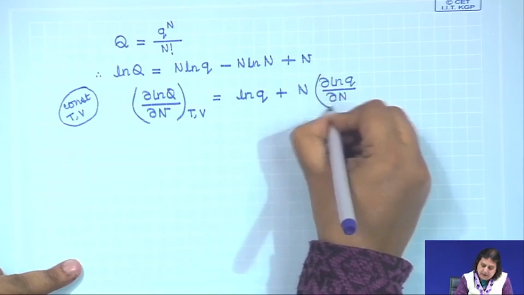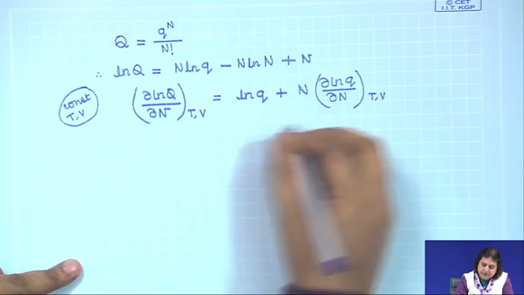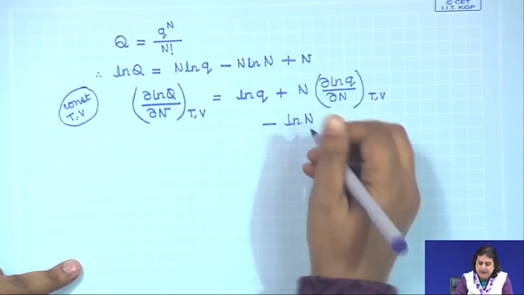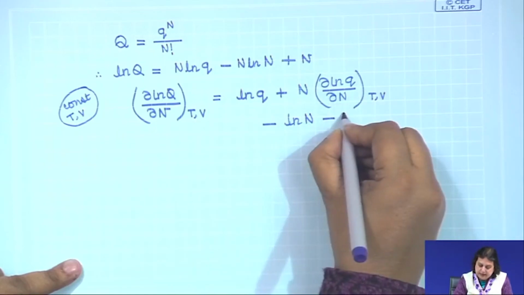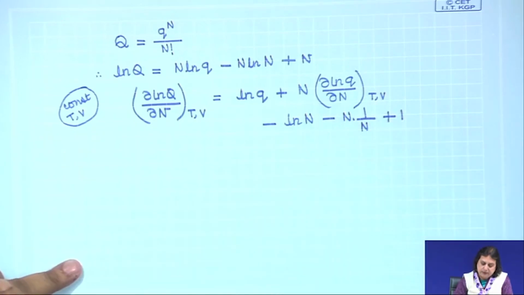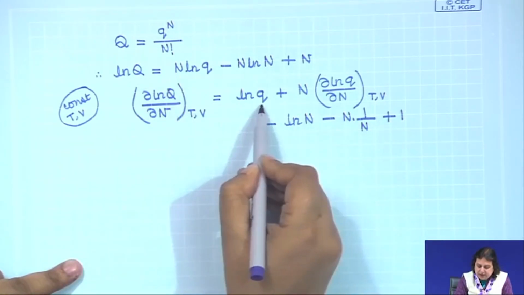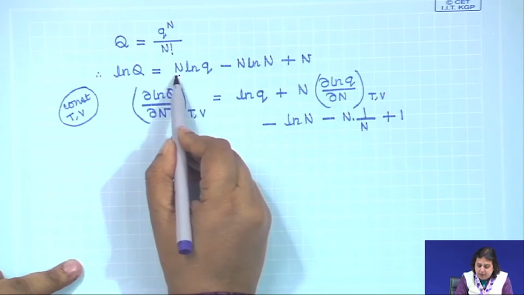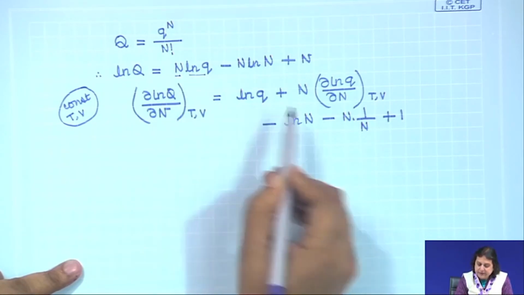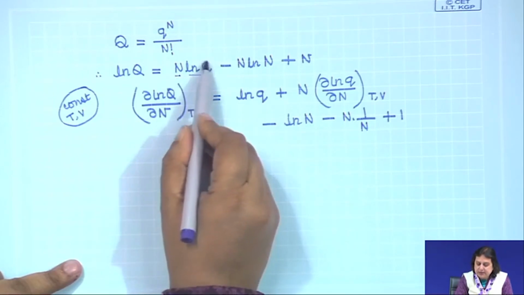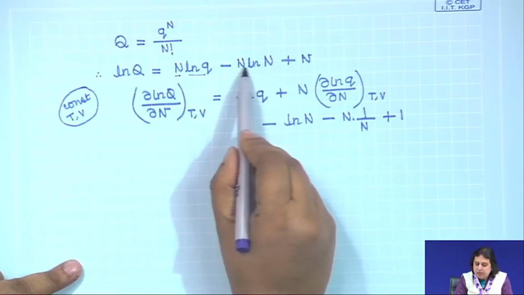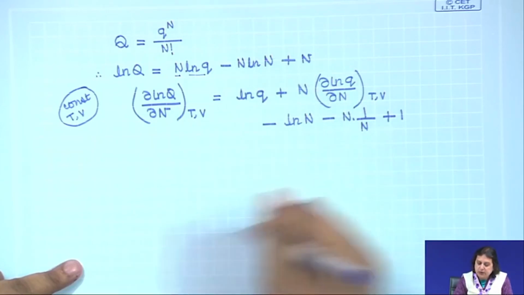ln q plus N del ln q del N at constant T and V, minus ln N, minus N into 1 by N, plus 1. So, what I have done is, in the first term I kept N constant and took a derivative with respect to N, keeping this constant. So, this is what I get. Then I kept N constant and took a derivative of this with respect to capital N. Then I took the derivative of these terms, and this is what I get.